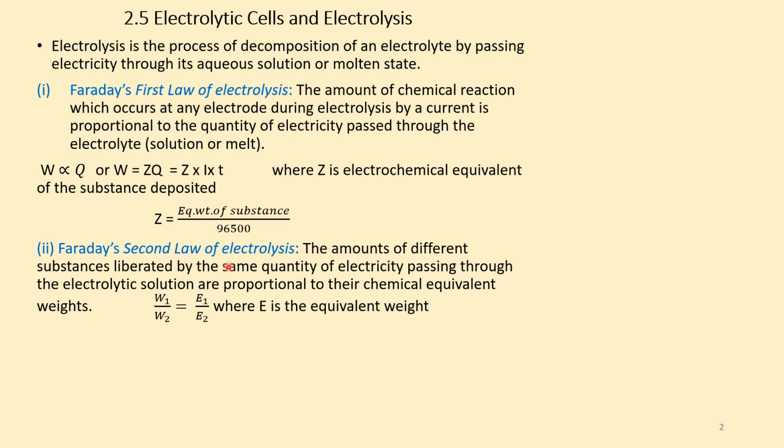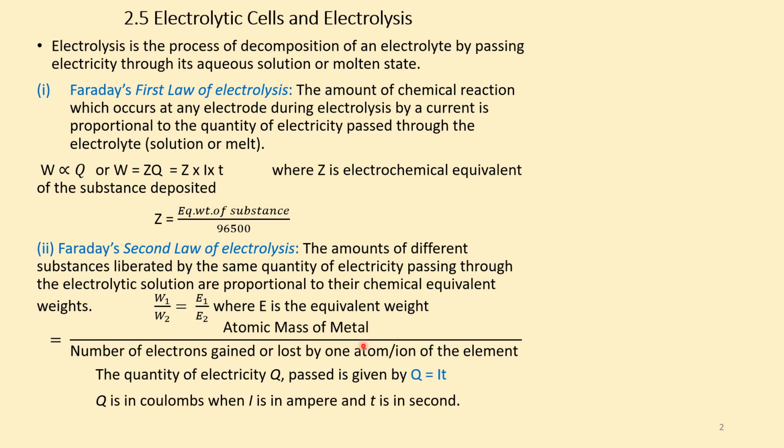Faraday's second law of electrolysis. It states that the amounts of different substances liberated by same quantity of electricity passing through the electrolyte solution are proportional to their chemical equivalent weights. And it can be written as W1 by W2 is equal to E1 by E2, where E is the equivalent weight. So that is equal to, we can write it as atomic mass of metal divided by number of electrons gained or lost by one atom or ion of the element.